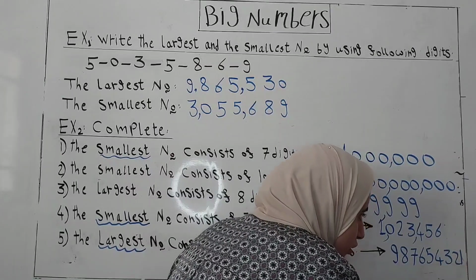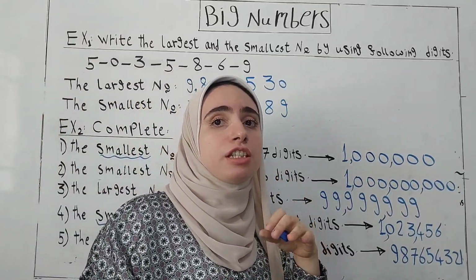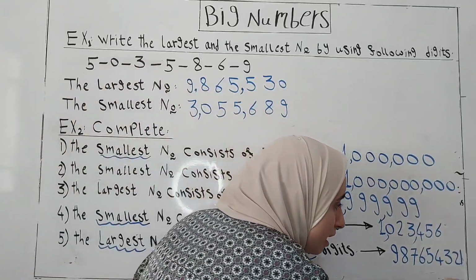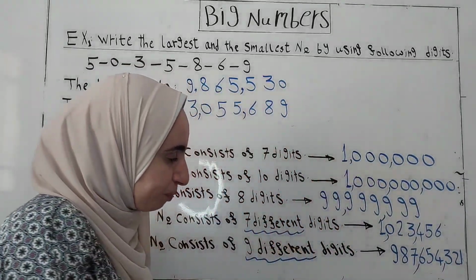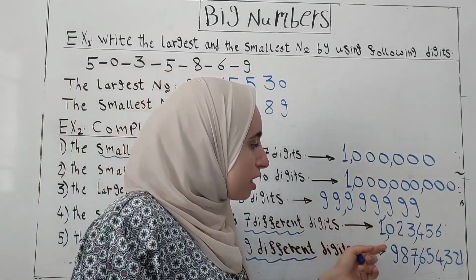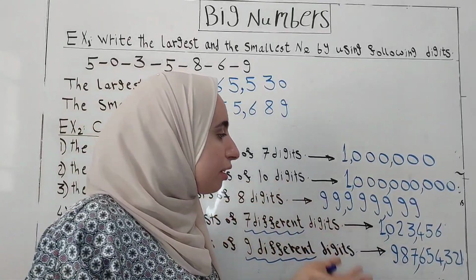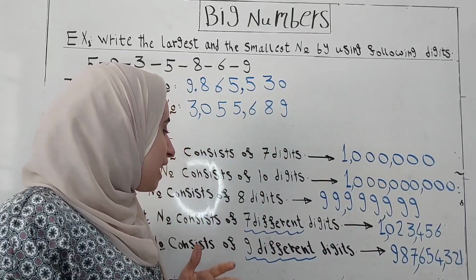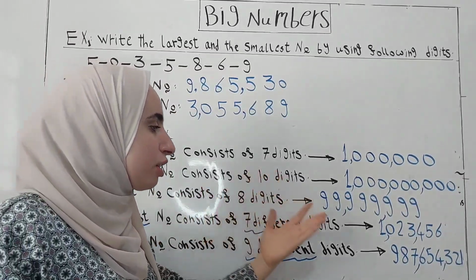We don't need 0. Finally, we use commas to separate each 3-digit period from the right, going to the left. Let's count with me. 1, 2, 3, comma. 1, 2, 3, comma. Finally, we finish. So 987,654,321 is the largest number consisting of 9 different digits.